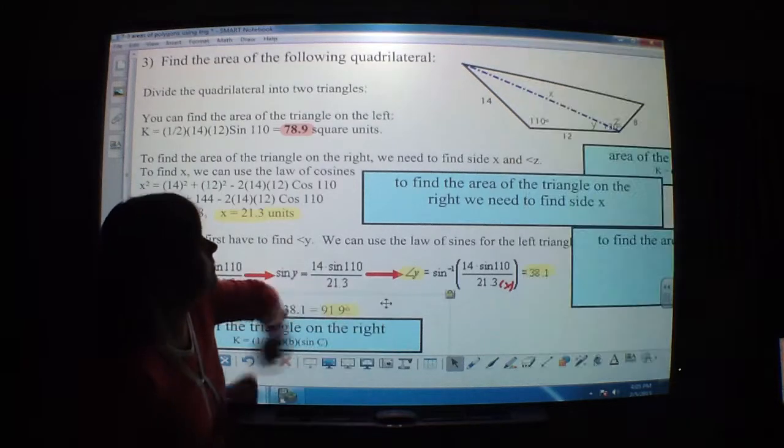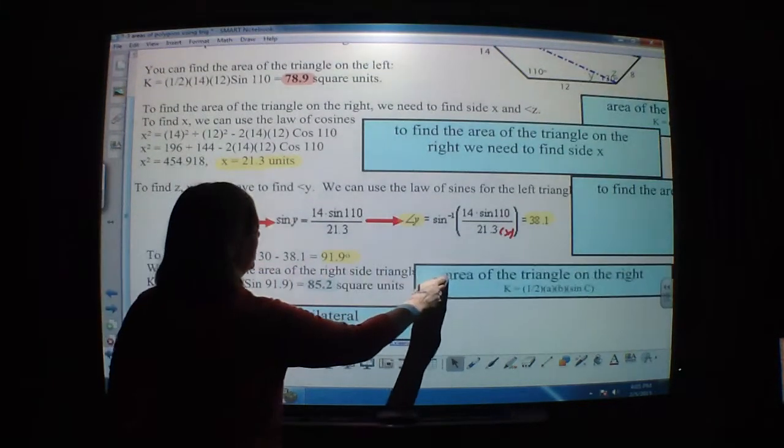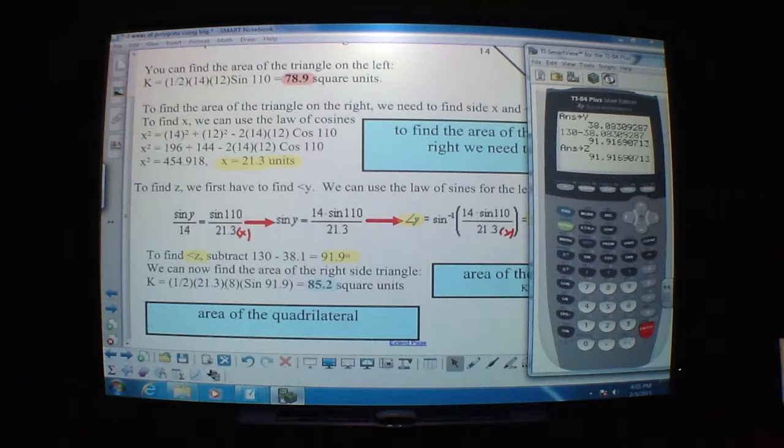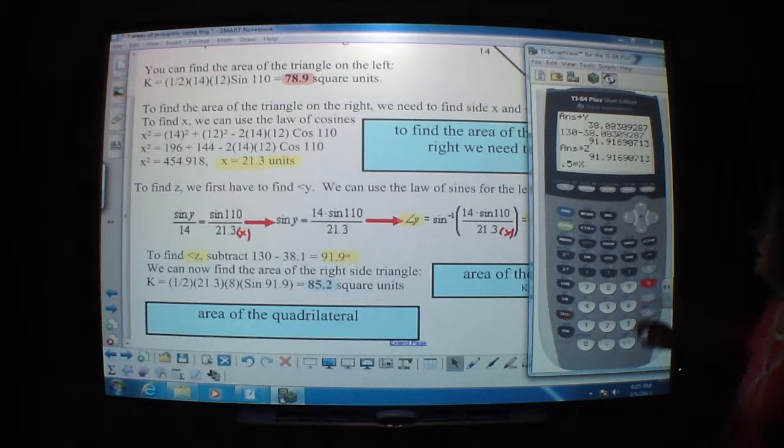Let me go back to my picture. If I have 1/2 the side X times the side 8 times the sine of Z, I will get the answer for that one triangle. So let me pull up my calculator again. And remember, in the calculator it was 0.5 times, one of my sides is X, so times X, times the other side, 8, times the sine, and remember I called it Z.